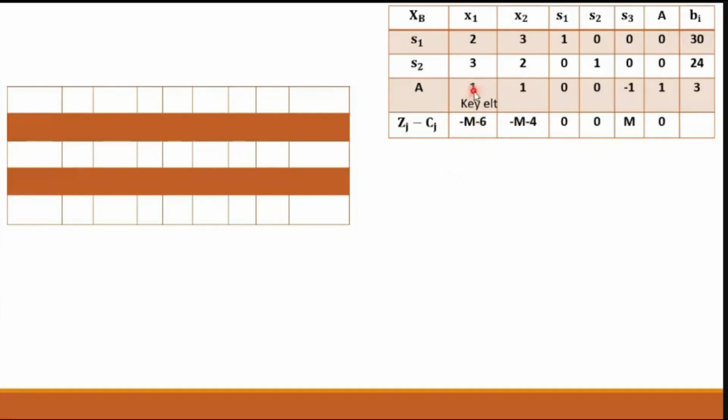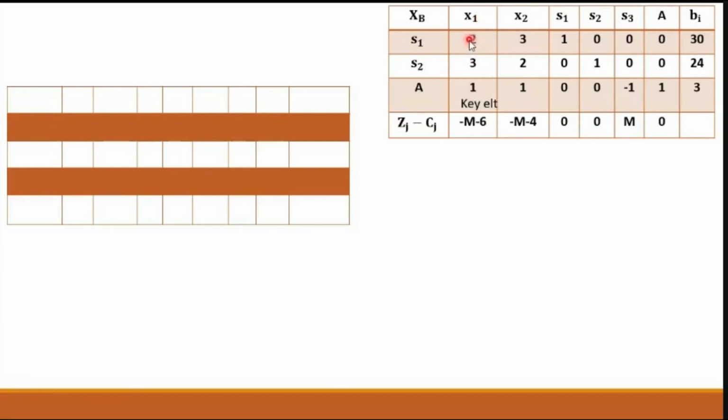Now the key element is already equal to 1. Now make the remaining elements in the key column equal to 0. This has to be made 0, this has to be made 0 and this has to be made 0. So what are the row transformations? Using this element 1, make these 3 elements in the key column equal to 0. If I have to make 2 into 0 using this 1, what will we do? We have to do 2 minus 2. If we do 2 minus 2, we get 0.